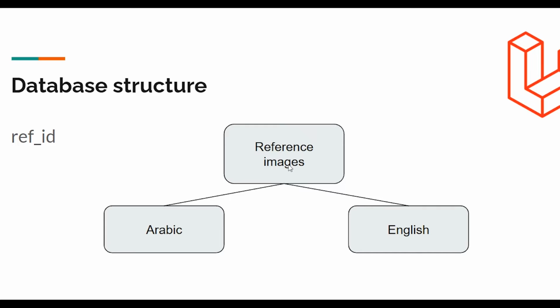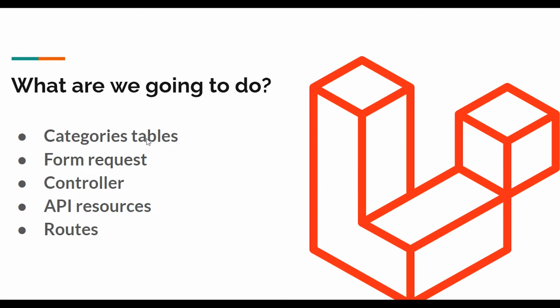So, what are we going to do? First, we are going to create the categories table, then the migration and form request. Then we are going to create the controller and API resources for a good JSON response. And finally, the routes. So let's get to it.